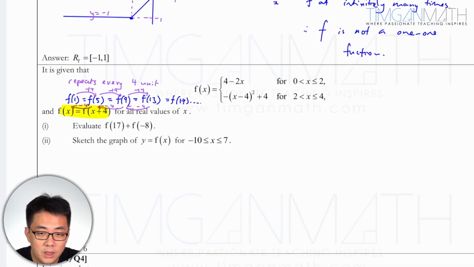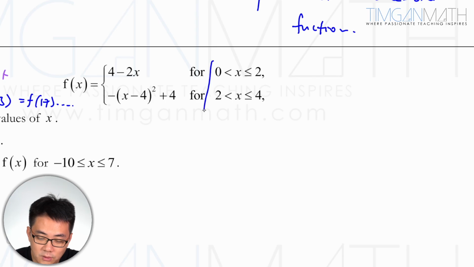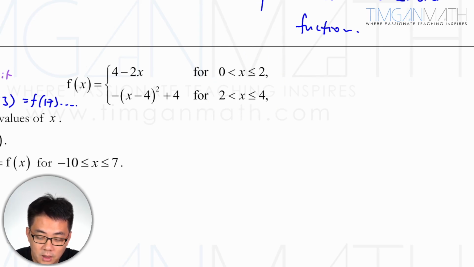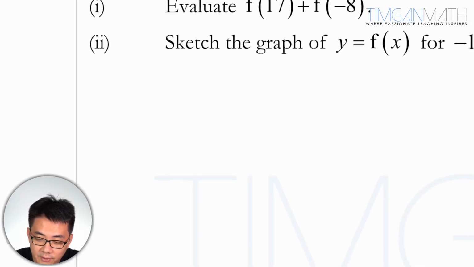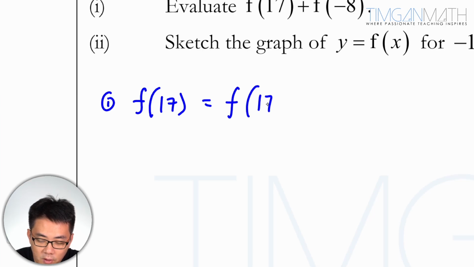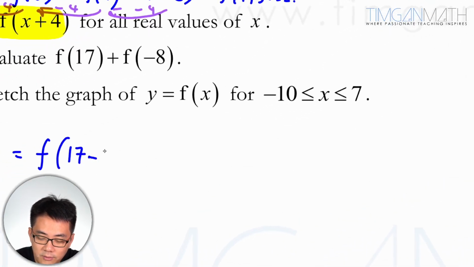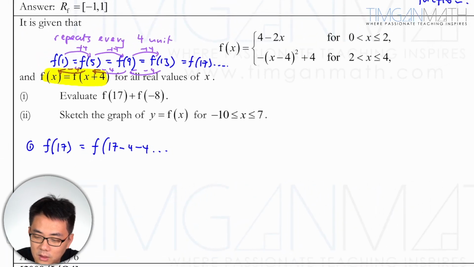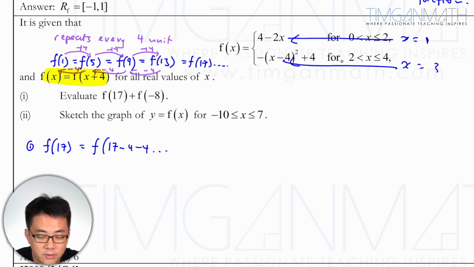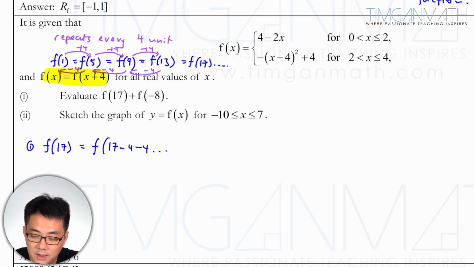Now, because this function is only defined from 0 to 4, how do we then find f(17)? Meaning you just keep minusing 4 until where? Until you get within this domain. If your domain is x equals 1, then you use this function. If x equals 3, then you use this function. Or x equals 4, you also use this function. Or x equals 3.5, you use this function. So that's the case there.